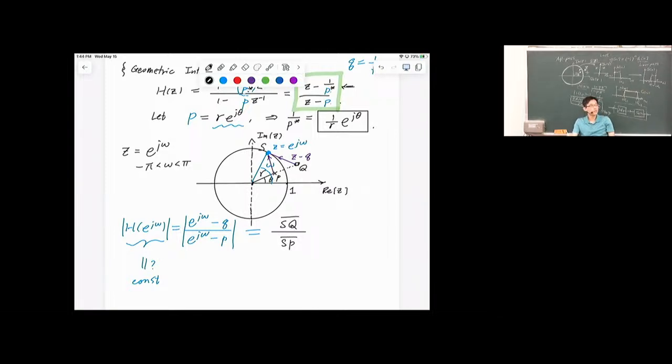The magnitude response, when this point S goes around the circle, when ω changes, is going to be equal to the ratio of two lengths, SQ divided by SP. And S is moving around the circle.